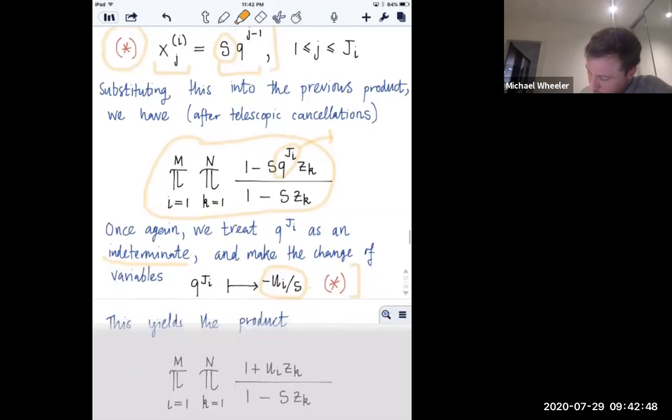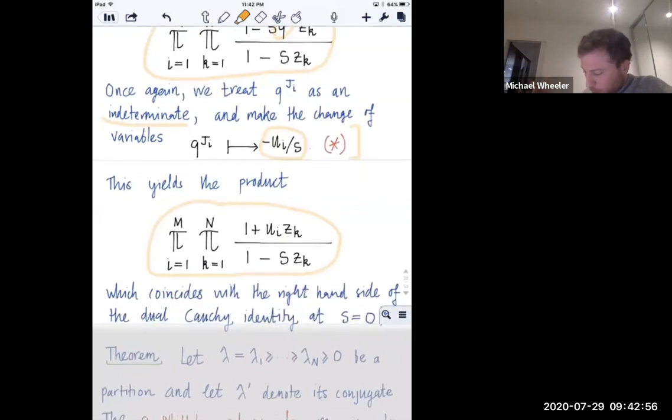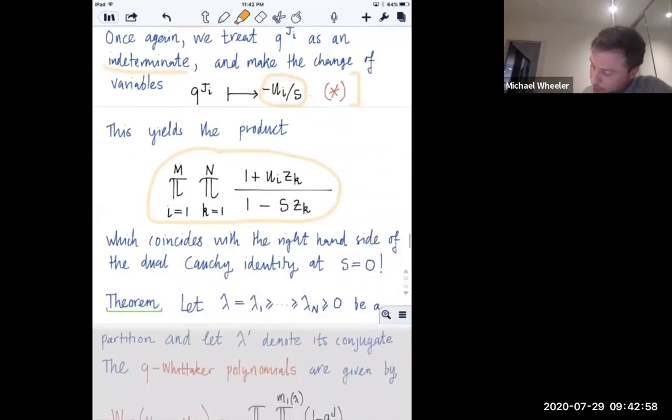All right, so the end result of doing all of that is this product here. And again, we notice that if we take that product and send the s parameter to 0, the denominator will go away and we'll just be left with this thing in the numerator. And that's precisely the right-hand side of the dual Cauchy identity that we also saw previously.